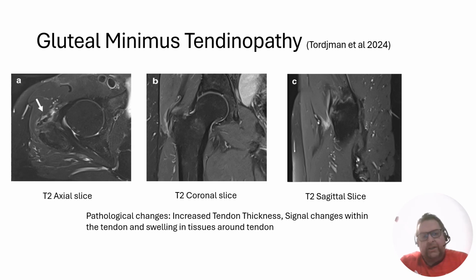Tendinopathies are demonstrated usually on MRI as increased tendon thickness, signal changes within the tendon, and/or swelling in tissues around the tendon. Image A is an axial slice, and you can see the signal changes at the anterior facet. Image B is a T2 frontal slice, and the increased signal can be seen in the tendon. And the final image C is a sagittal T2 slice, showing the increased signal in the glute min tendon.